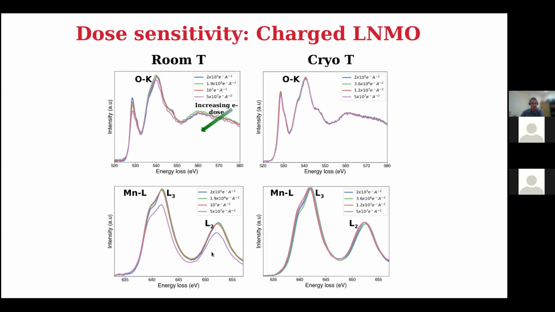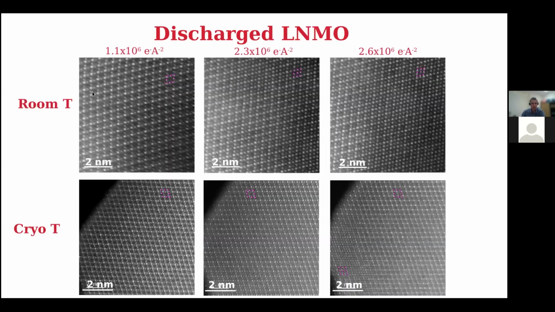But when we do the same spectroscopic measurements at cryogenic temperature, we can see that the oxygen edge is hardly modified, and similarly for the manganese. So we have some hope that by doing imaging at cryogenic temperature, we should be able to image the pristine structure of the object. So that's what we did on the top side.